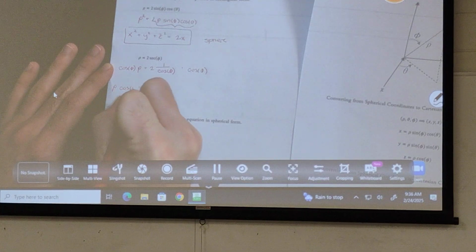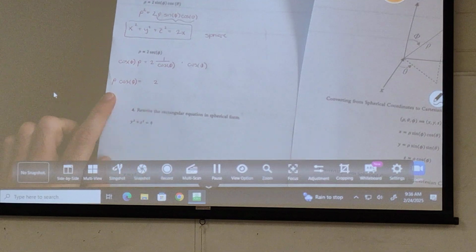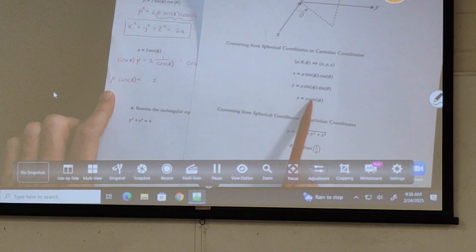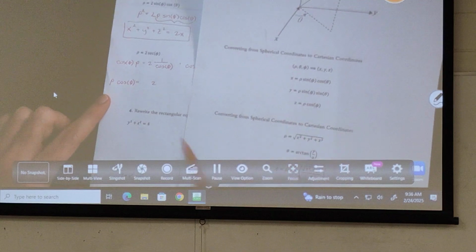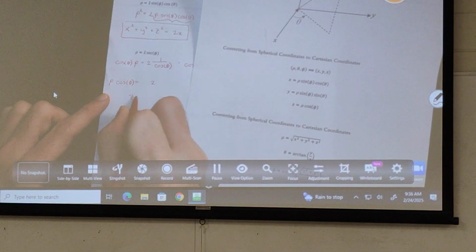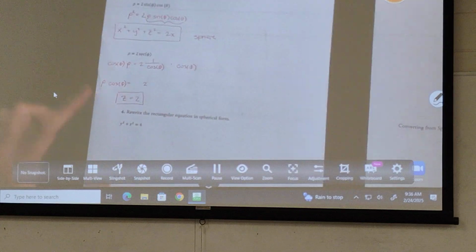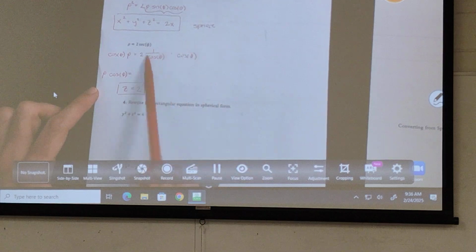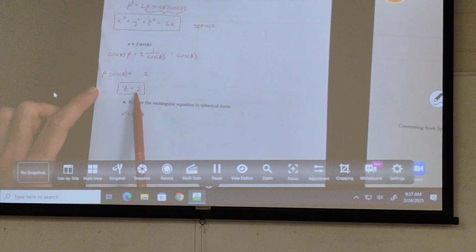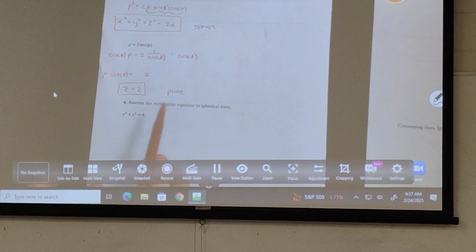I'm going to change the order just so it pops out a little more. There it is. Rho cosine phi is z. So this is z equals 2. Wow. So I pointed out in the last one that this represents a sphere. Therefore, what does z equals 2 represent? A plane. This is the plane parallel to the xy plane with a z coordinate of 2.